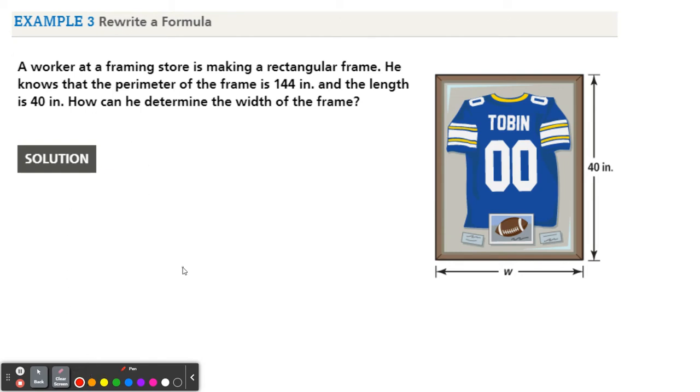All right, so this is very much a geometry related question, right? So we have a shape of a rectangle, which you can see here in the picture. We know the perimeter is 144 inches, and we know the length is 40 inches, and we need to find the width, right? So we are going to use our formula for the perimeter of a rectangle, which is perimeter equals 2 times the length plus 2 times the width.